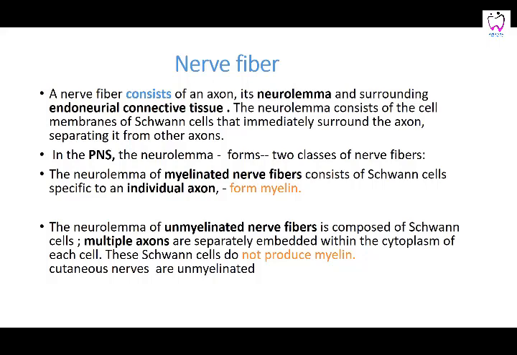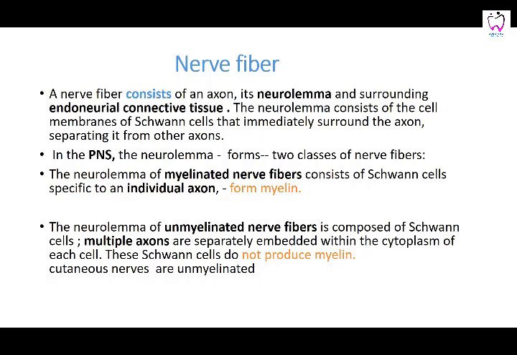The neurolemma of the unmyelinated nerve fibers is composed of Schwann cells. Multiple axons are separated. It covers them, but it does not myelinate them. The neurolemma of the myelinated consists of Schwann cells specific to an individual axon, whereas in the unmyelinated, many axons are collectively enclosed by one Schwann cell. Multiple axons are separately embedded within the cytoplasm of each cell. So these Schwann cells do not produce myelin.